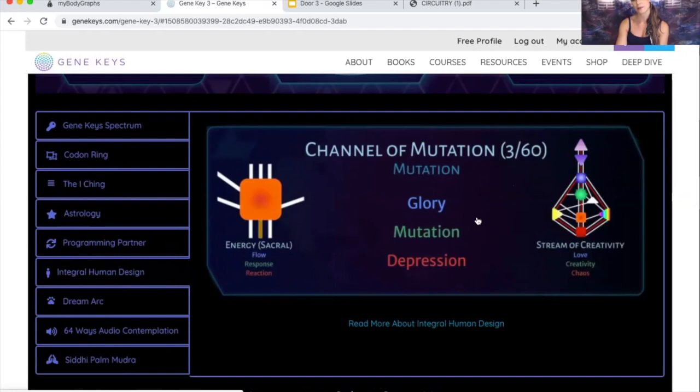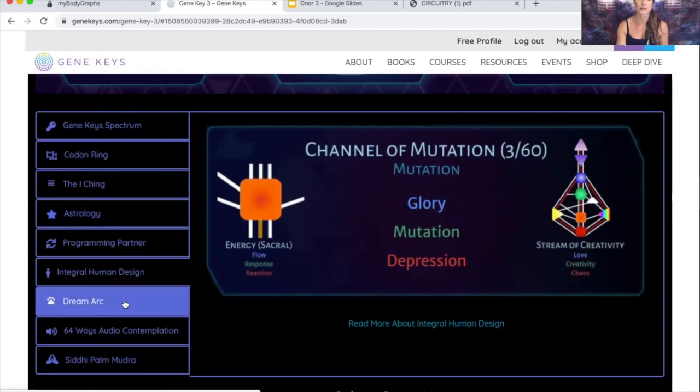And here we have the keyword. So again, you see the individual circuitry, depression. That's the melancholy again. And then the gift frequency is mutation, something new. And the highest frequency is glory, because when there's not that kind of tension between the 3 and the 60, it's actually glory, because it is that groundedness in the root center, and then the sacral energy just flowing.